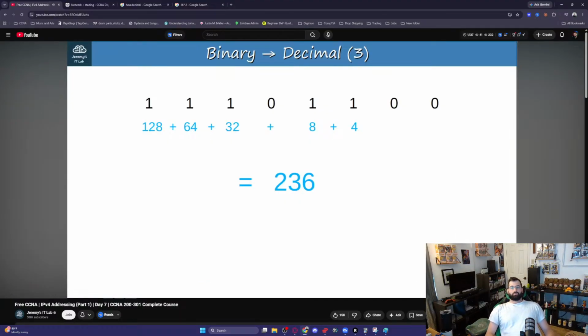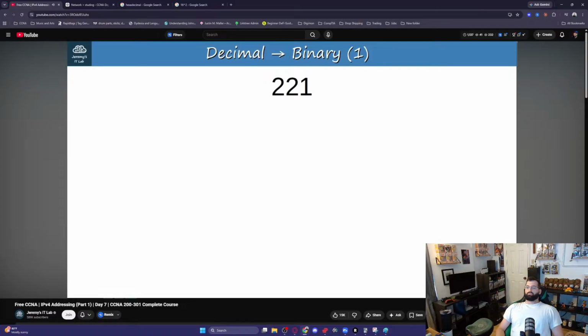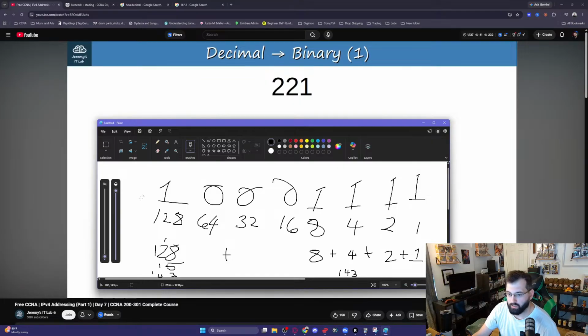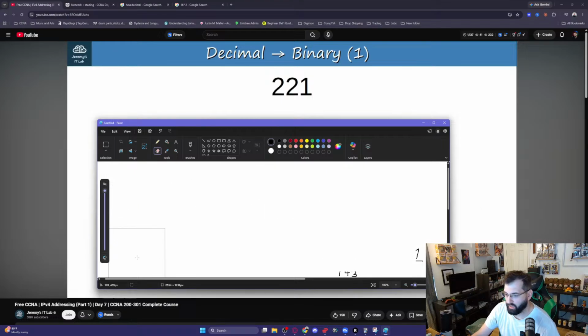Let's move on. Now let's try converting in the opposite direction, from decimal to binary. So the way we're going to do this is, let's see here. Can I erase this? Yeah, erase it. Okay, and then go back here. So then we're just going to do the exact opposite.